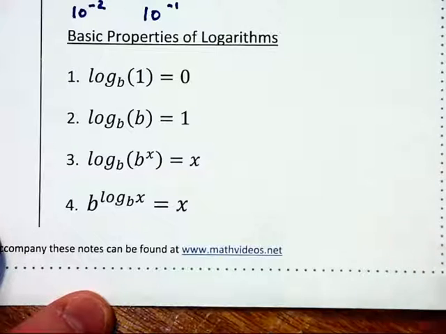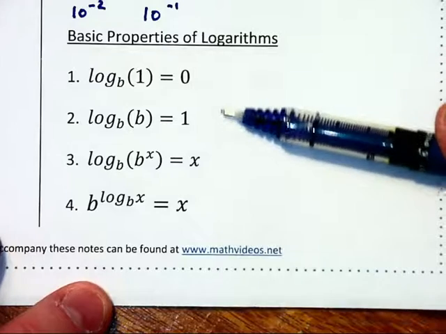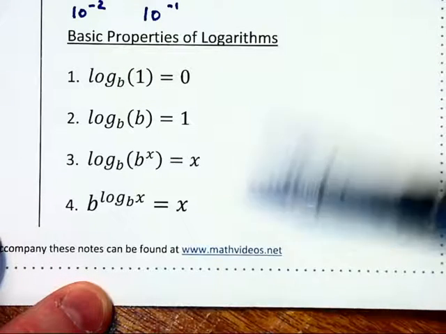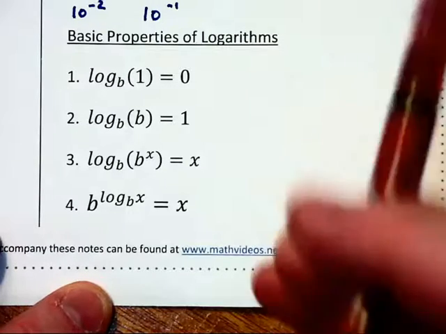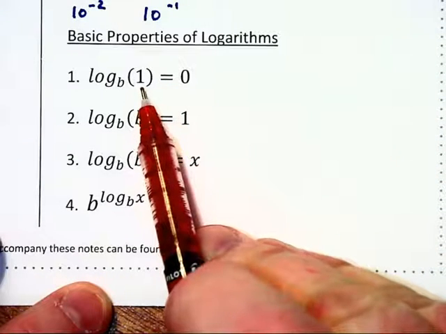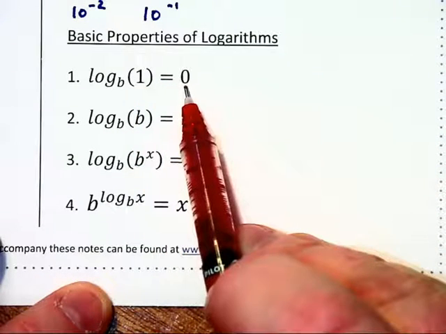Now we begin looking at some of the basic properties of logarithms, and these 4 properties you really do need to get to know. First off, whenever the argument is equal to 1, then the logarithm is equal to 0.